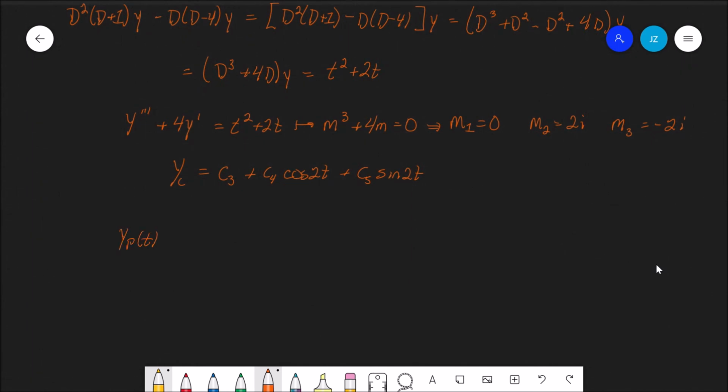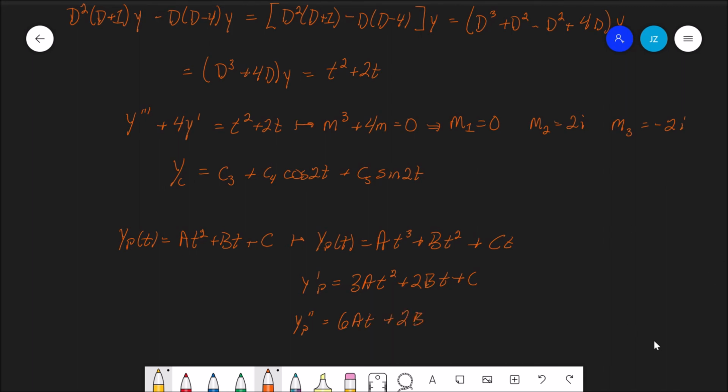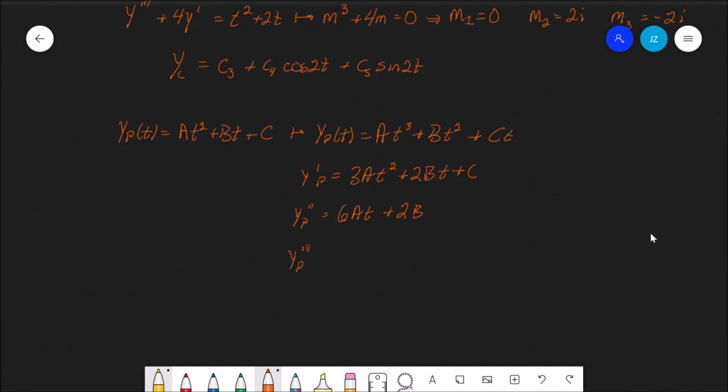The particular solution will have the form of at squared plus bt plus c, a second degree polynomial. However, we already have a constant. So we have to multiply this whole thing by t. And so we take our form to be at cubed plus bt squared plus ct. So y prime is 3at squared plus 2bt plus c. Y double prime is 6at plus 2b. Y triple prime is simply 6a.